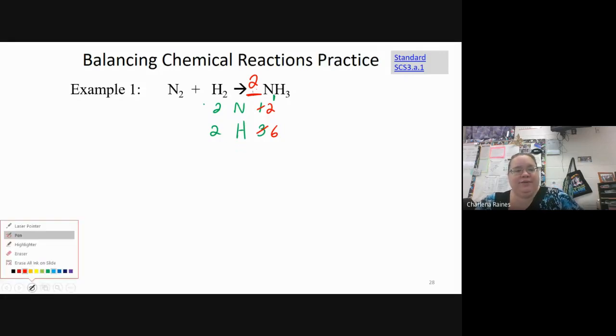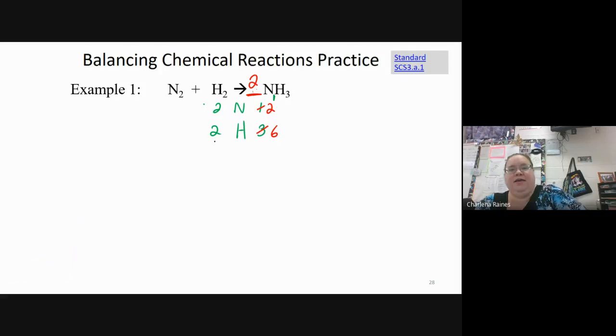In order to fix the hydrogen, I have 2, I have 6. My least common multiple is 6. That means I'm going to have to multiply by a 3. I put a 3 in front of the substance that has the hydrogen. 3 times 2 gives me 6. I don't have anything in front of the nitrogen, therefore it is an invisible 1. 1 nitrogen and 3 hydrogens react to produce 2 ammonias.